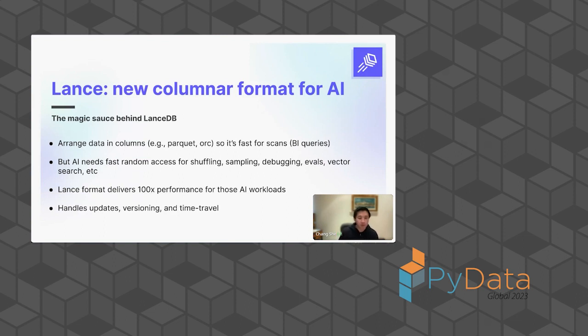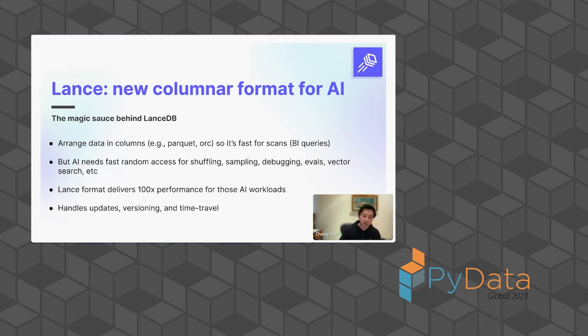What I think is the secret sauce behind LanceDB is what we call the Lance columnar format. This is a new columnar format, kind of like Parquet and ORC, but it's specially optimized for AI data. Generally that means images, video, point clouds, vectors, and so on. It's a columnar format, so it's fast for scans, like with traditional BI and analytics queries. But what we found before we started designing this format was that for a lot of AI and machine learning workflows, we need faster random access for shuffling, sampling, debugging, evals, and of course, vector search.